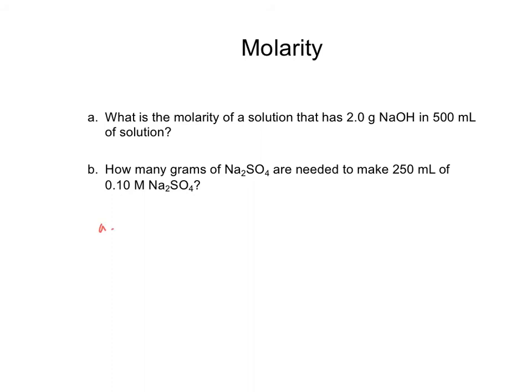So for part A here, you have 2 grams of sodium hydroxide. The molar mass is 23 plus 16 plus 1, so we're going to use 40 grams per mole. And this will give us moles of sodium hydroxide.